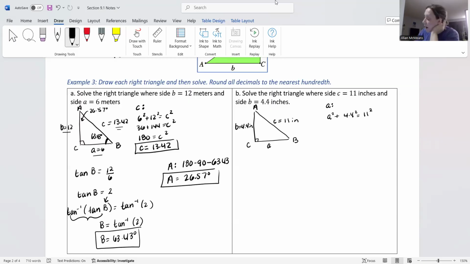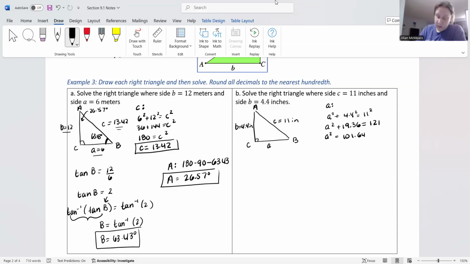So let's see here. A squared, we don't know. 4.4 squared, I'm just going to do that on my little calculator. That is 19.36. 11 squared is 121, okay? To get A squared alone, I need to subtract 19.36 from both sides. And that's not right. We hit the wrong button, y'all. So 121 minus 19.36 is 101.64. And then we, of course, want to take the square root of that.